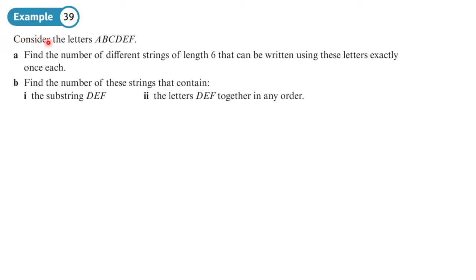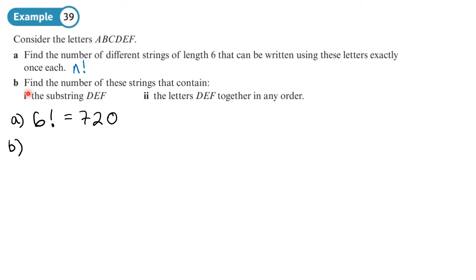Okay, so we've got these 6 items here, the letters A, B, C, D, E, F. Find a number of different strings of length 6 that can be written using these letters exactly only once. So this part A involves n factorial, because we want the number of ways of writing out these 6 letters in any order. And that's just n factorial. So n is 6. So we work out 6 factorial, which I believe off the top of my head, because you work it out quite often, is 720. 1 times 2 times 3 times 4 times 5 times 6.